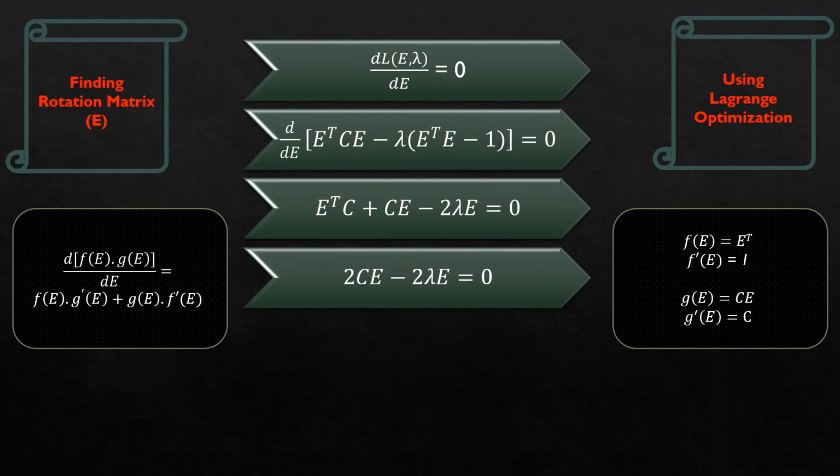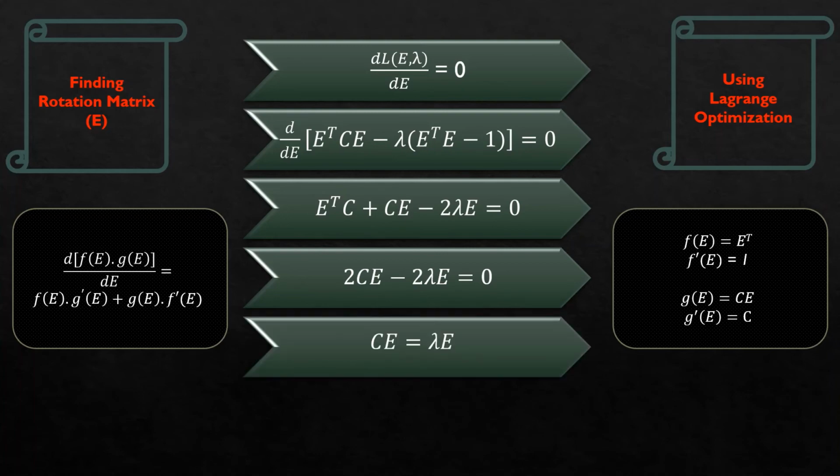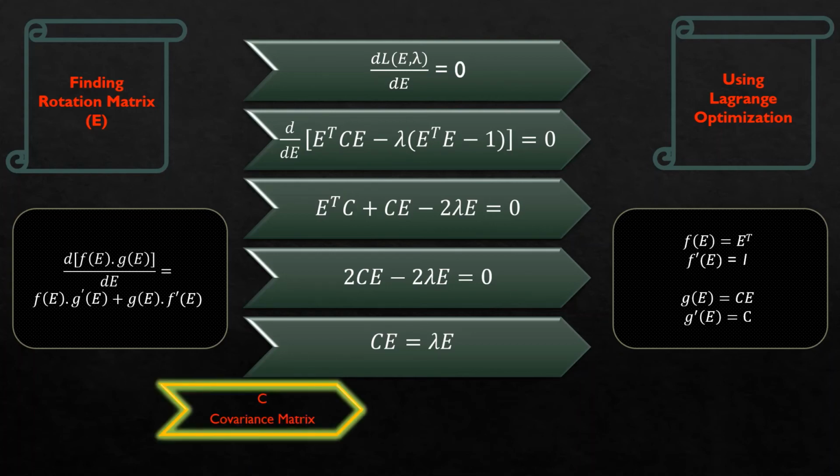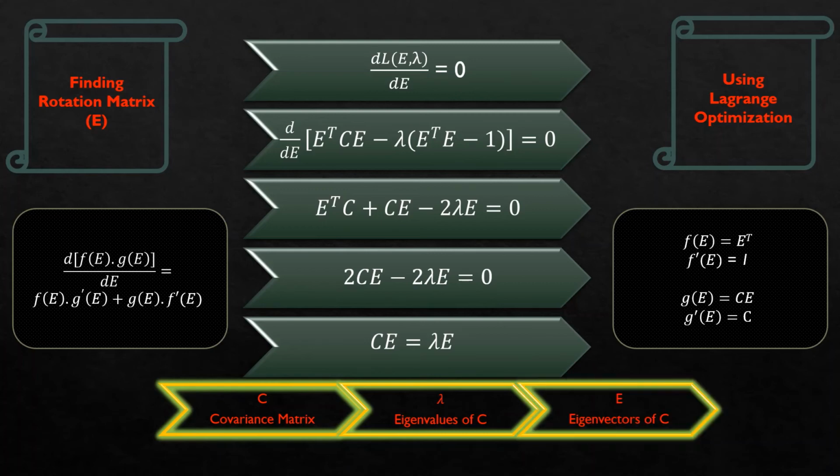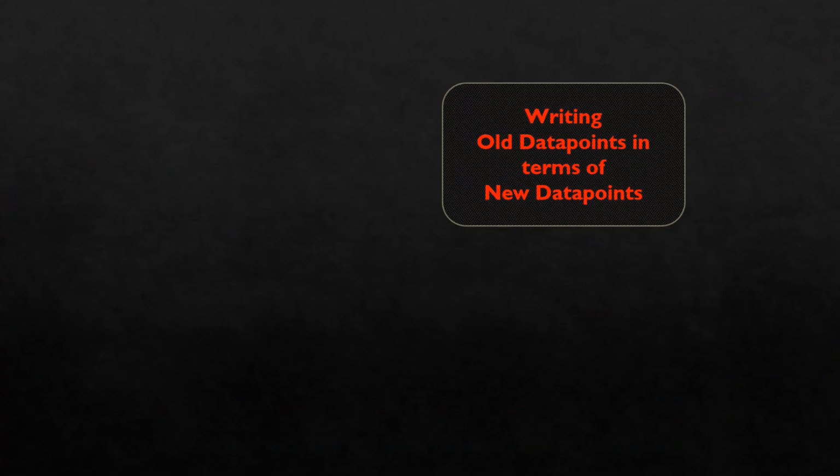This can be further written as twice CE minus twice lambda E is equal to 0. Rearranging, this can be written as CE is equal to lambda E. The eigenvectors and the eigenvalues we have learnt in linear algebra. So now, we already know that C is the covariance matrix. Since we have CE is equal to lambda E, lambda is the eigenvalues of C and E are the eigenvectors of C. So I have concluded that E, the rotation matrix, is nothing but the eigenvectors of the covariance matrix of X.